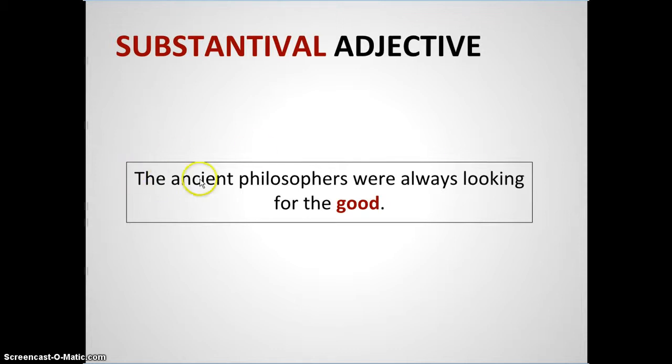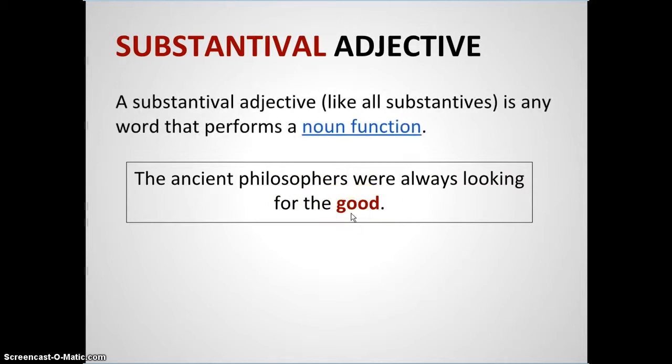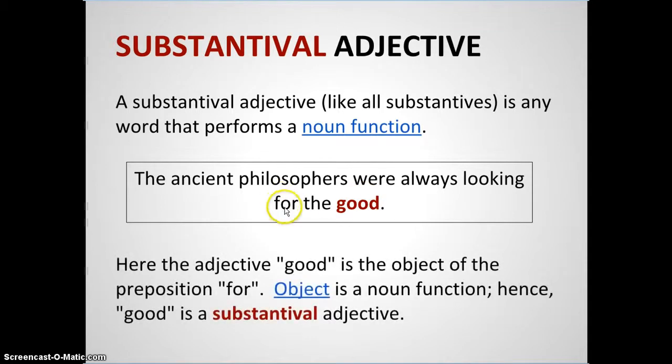So if you look at the sentence here, the ancient philosophers were always looking for the good. This word good here is an adjective. And yet it's performing a noun function because it's the object of this preposition for. And an object is a noun function. And therefore good, even though it's an adjective, is a substantival adjective, which indicates to us that even though it's an adjective, it's performing one of the noun functions.